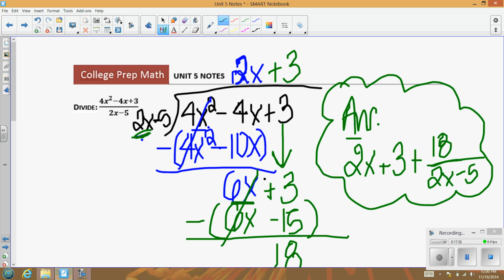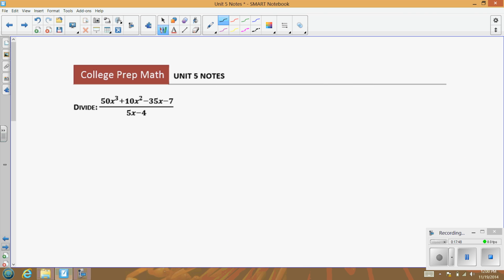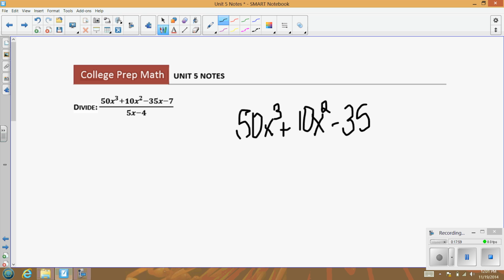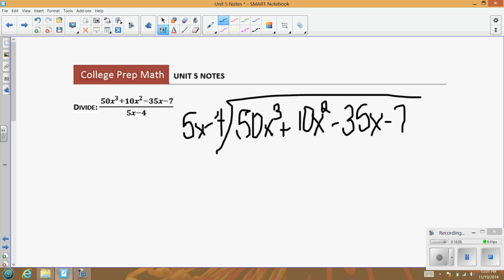In this last one, I didn't have an x to the third, but I don't need to put a 0x to the third because it's not going to really matter. It's if you were missing an x term, you'd want to put a 0x in there. So let's look at this last example. And again, we're starting it off the same way. So we have 50x to the third plus 10x squared minus 35x minus 7. We're dividing that by 5x minus 4.